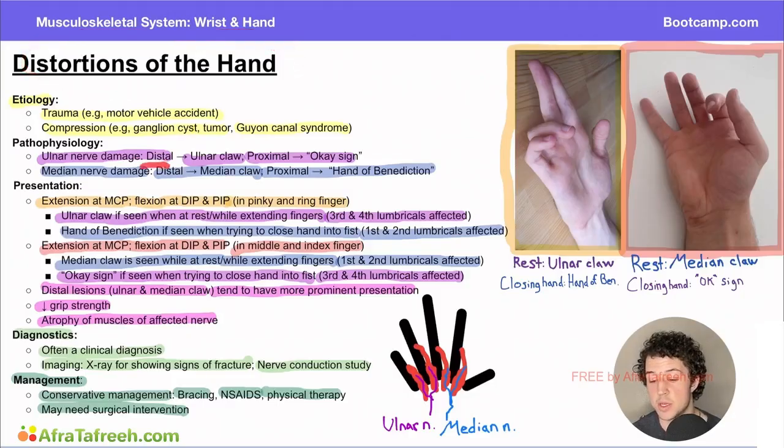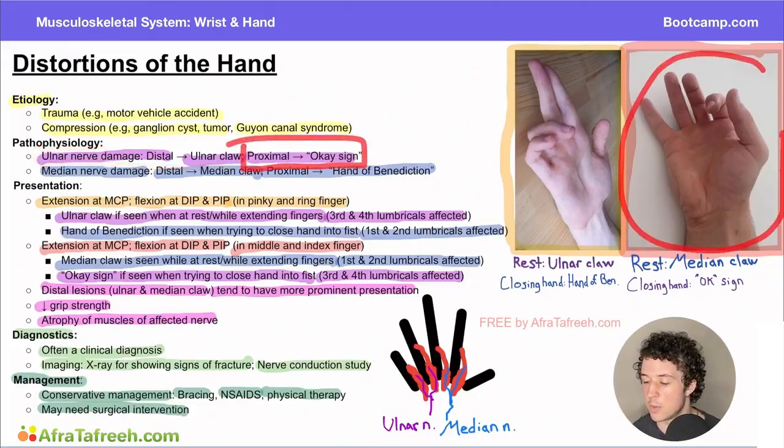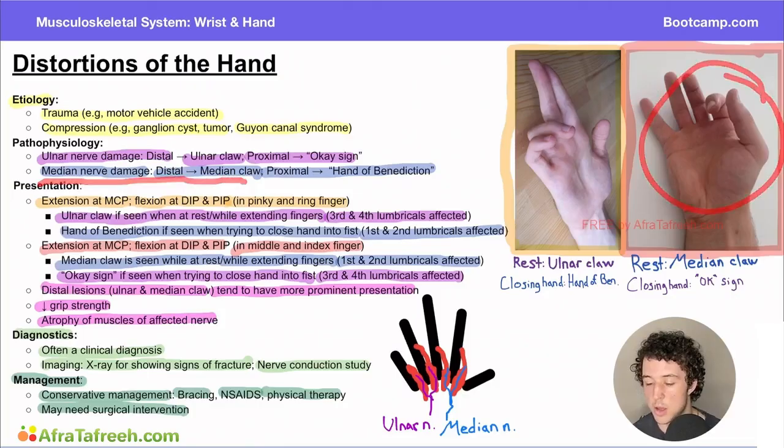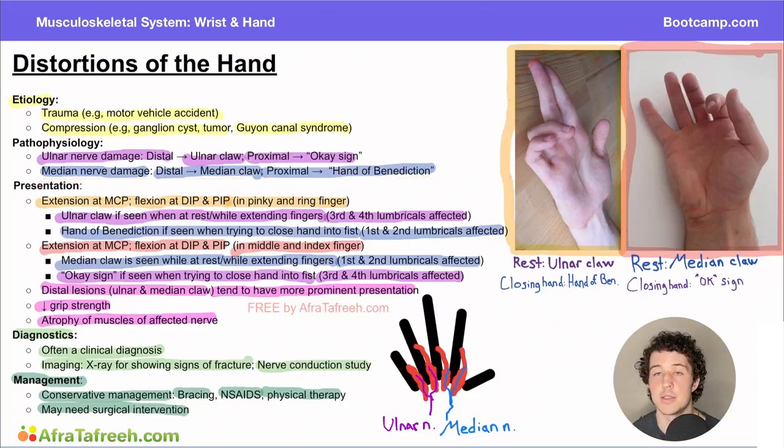Recall that distal presentations will be more prominent than the proximal ones, and so ulnar nerve damage that's distal, that is closer to the wrist, will give us ulnar claw, while proximally, we will only see the OK sign when asked to make a fist. Similarly, median nerve damage that is distal and prominent will present with median claw, while proximal, maybe an injury in the forearm or near the elbow, will only present with hand of benediction when asked to make a fist.